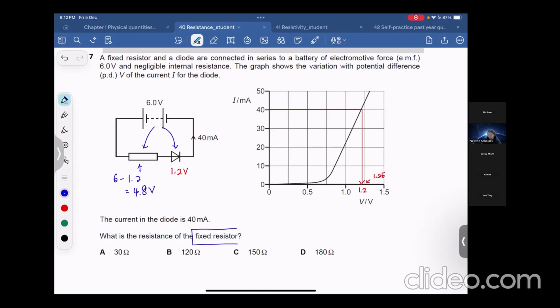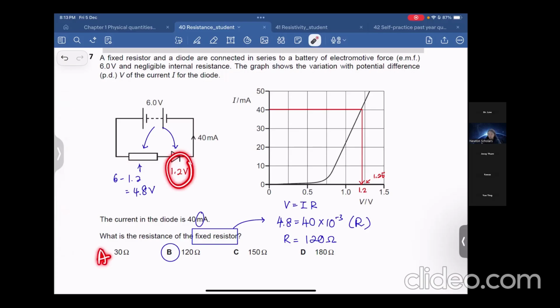The question is asking about the fixed resistor, not the diode. So we need to read the question carefully. V equals IR. It received 4.8 equals the current, 40, don't forget the prefix, times 10 to the power of negative 3, times the resistance. So the resistance should be 120 ohm. The answer should be B. I'm not sure, you gave me answer A. Did you use 1.2 to do the calculation? Let me check. Please read the question carefully, what they are asking.